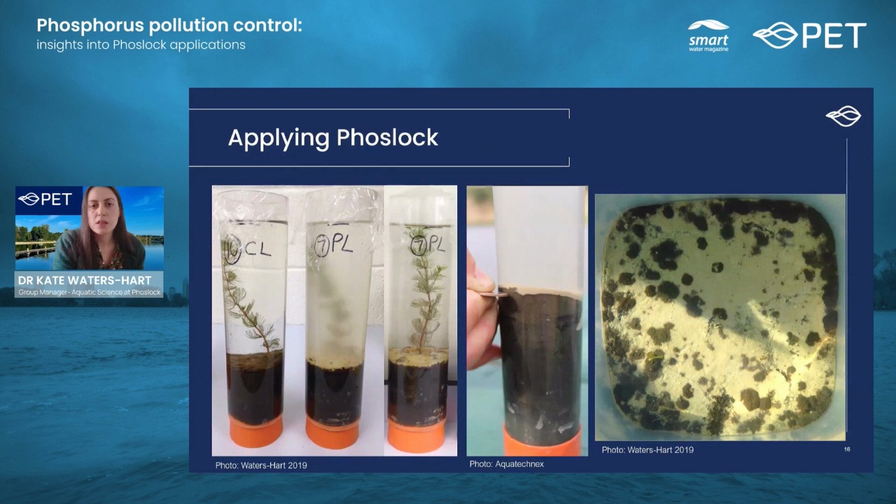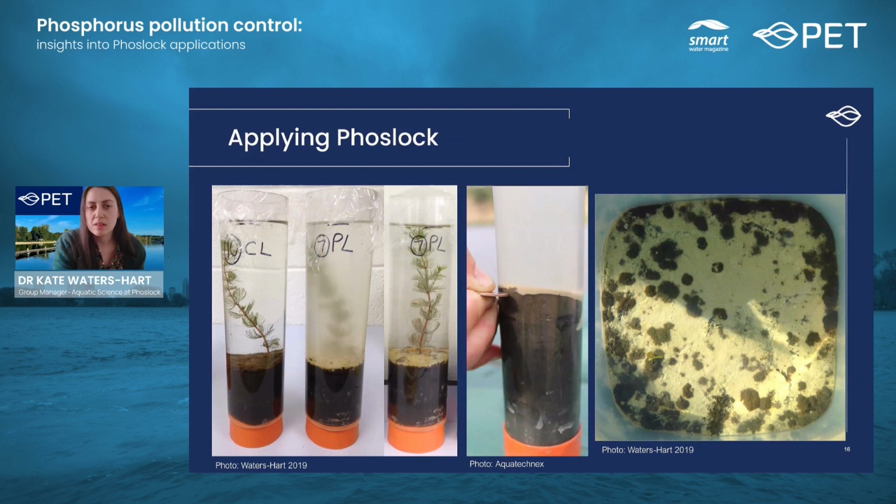You can see that this is immediately after Phoslock has been applied to the core. The next one along again, 7 PL, is 2 weeks after a Phoslock treatment. And you can see it's all settled down to the bottom, and the aquatic plant is actually growing more shoots as well. The middle photo is showing you how thick the application layer is.